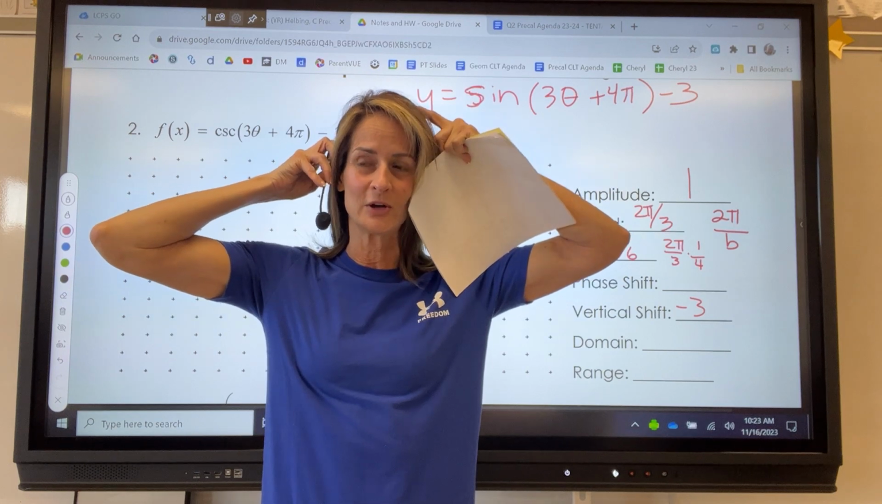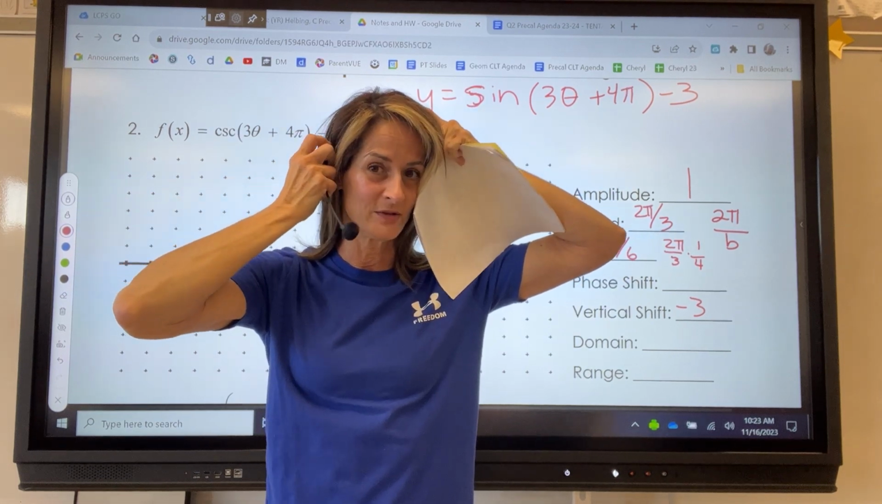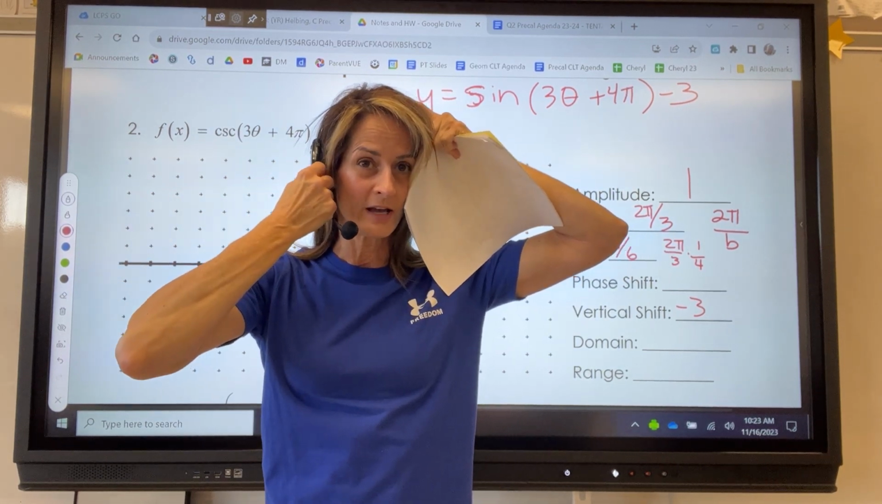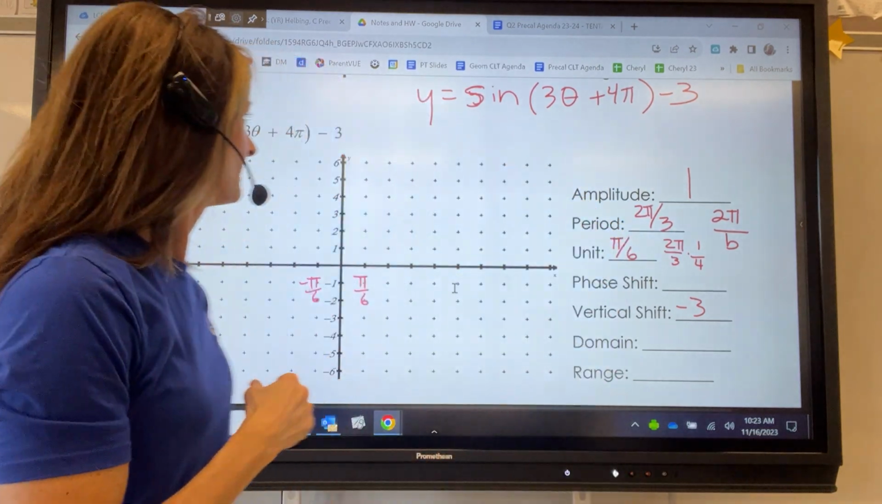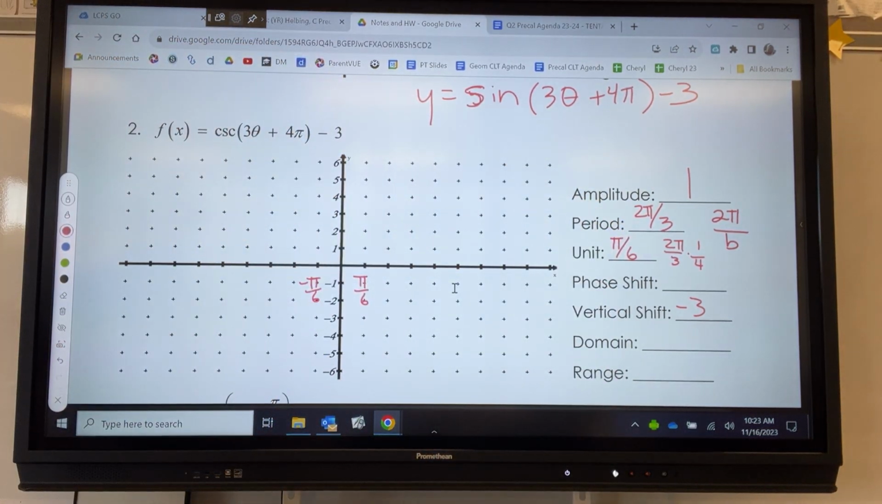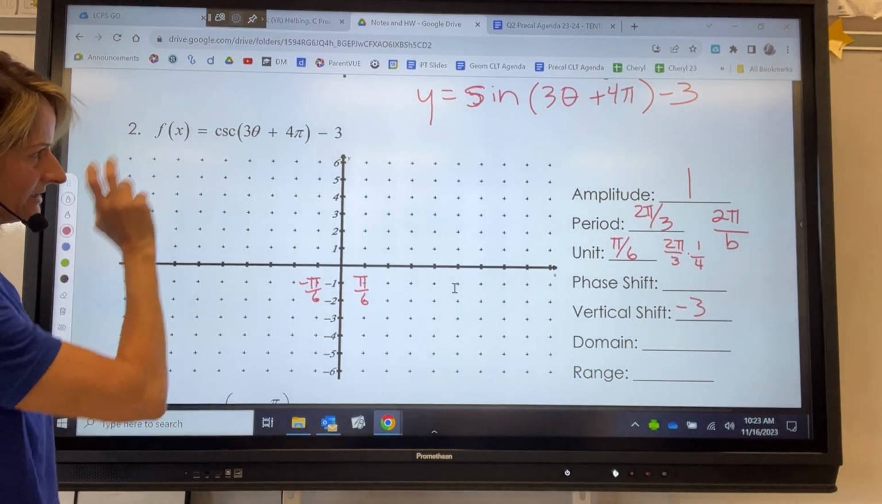We are going to graph a cosecant function. I'm going to try and be efficient so this video isn't super long. I've already kind of started the problem for you. So we are graphing f of x equals the cosecant of 3 theta plus 4 pi and then minus 3.